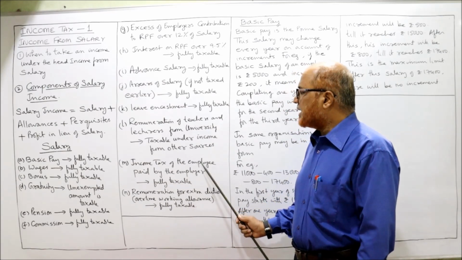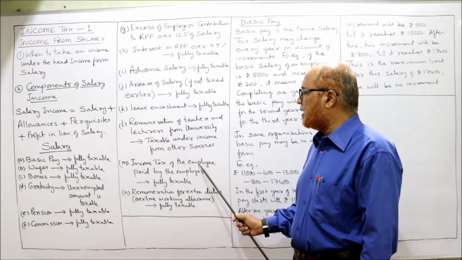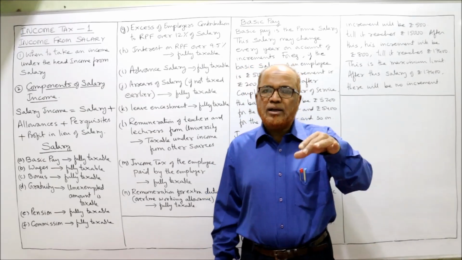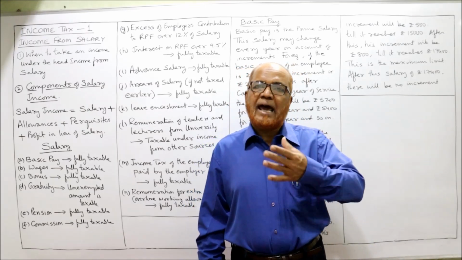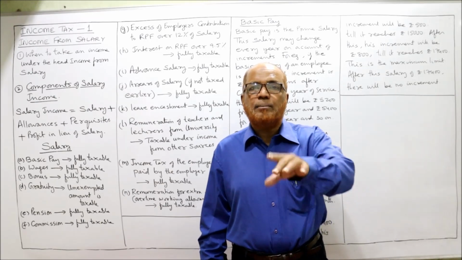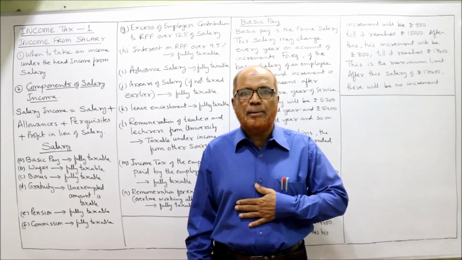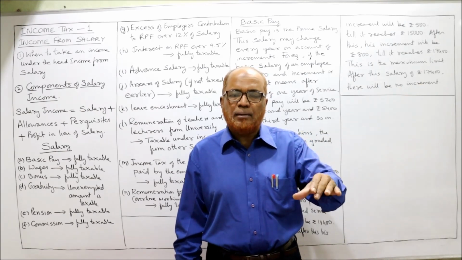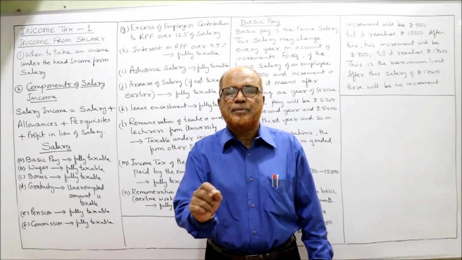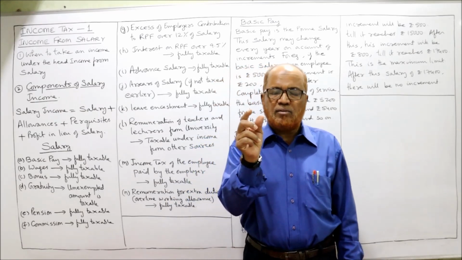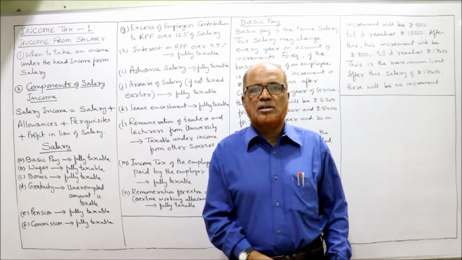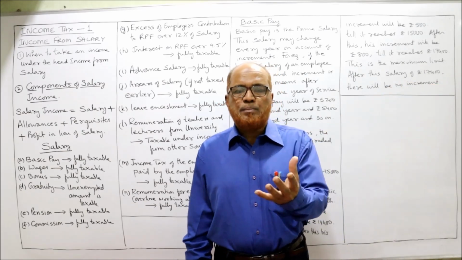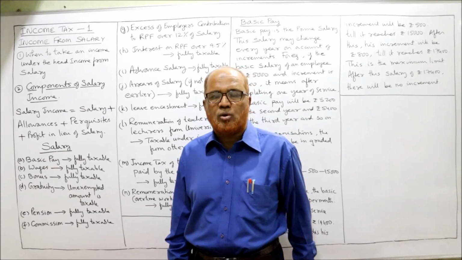Next one is income tax of the employee paid by the employer. Fully taxable. Sometimes according to the agreement, the employer agrees to pay the income tax of the employee. For example, I am the employee and XYZ company is the employer. At the time of signing the agreement, joining the employment, there was a clause that the income tax of the employee will be paid by the employer. Suppose per annum income tax comes to 40,000 rupees.